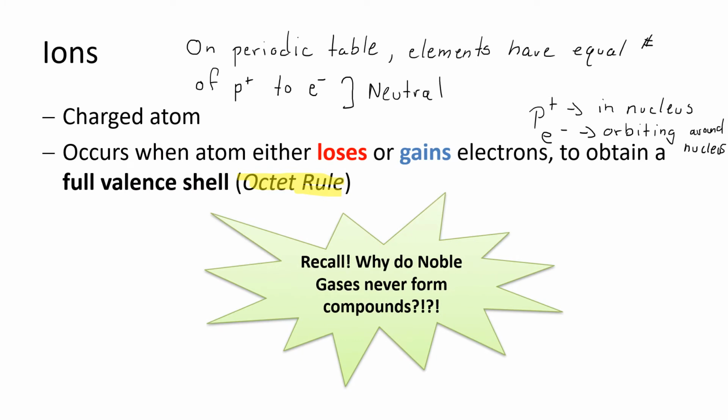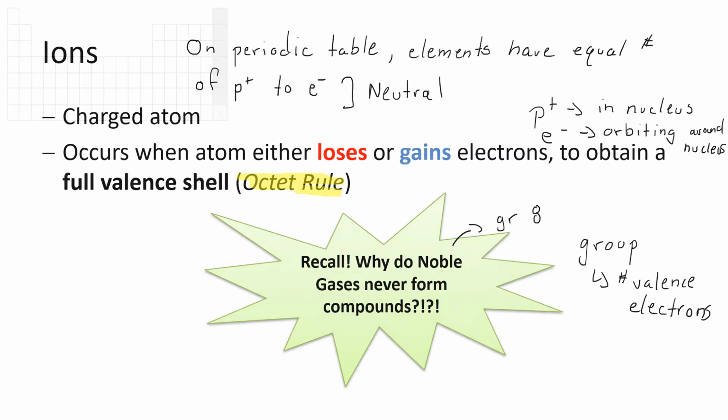The noble gases are never found in compounds because our noble gases, right, they're found in group 8. And remember, the group an element is found in is equal to the number of valence electrons. So because our noble gases are found in group 8, they have 8 valence electrons. So we're going to take a look at some of our noble gases.